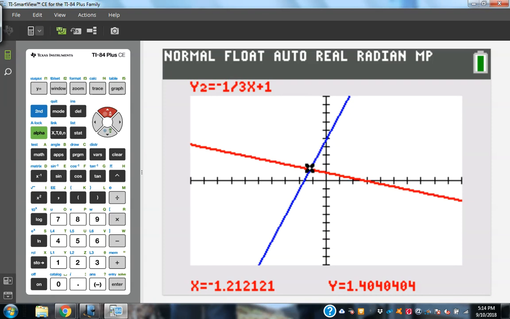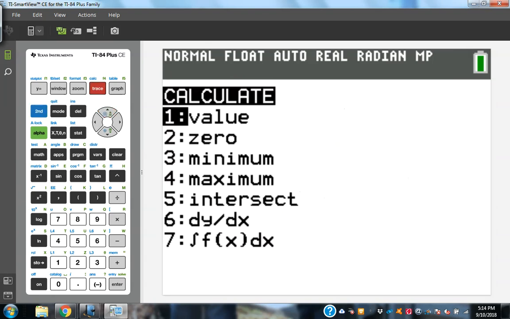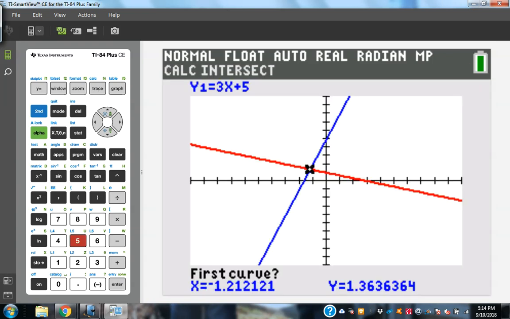The way to do that is to hit second and trace and get the calculate menu. And we can find out where these two intersect by using the fifth option, intersection. Number 5. First curve, just hit enter. Second curve, just hit enter. And then it says guess.